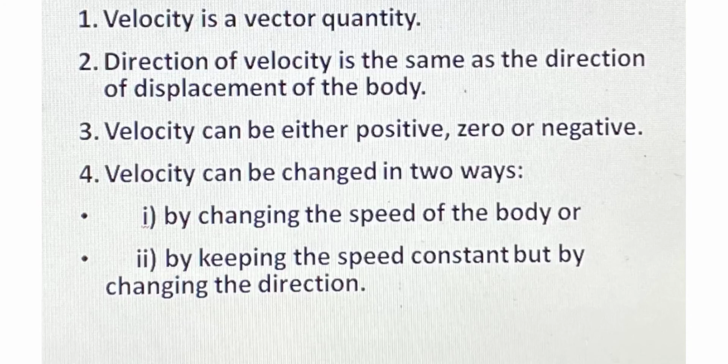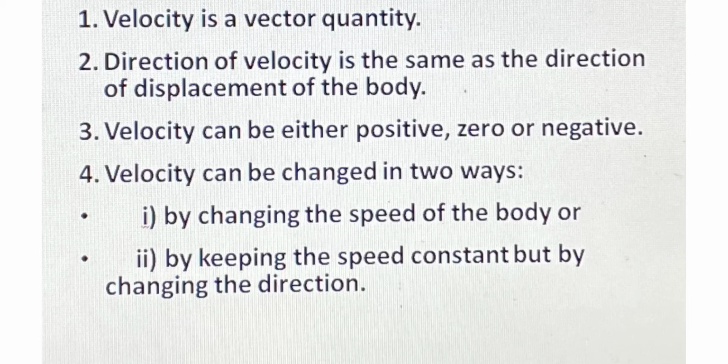So students, we know now that velocity is dependent on displacement, and displacement is which quantity? Vector quantity, right? So velocity is also a vector quantity. The direction of velocity is the same as the direction of displacement of the body. Velocity can either be positive, zero, or negative. Velocity can be changed in two ways. First, by changing the speed of the body, or by keeping the speed constant but changing the direction.